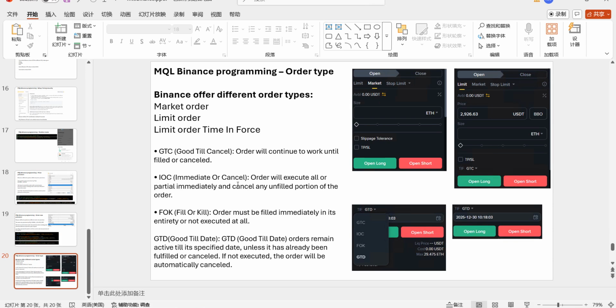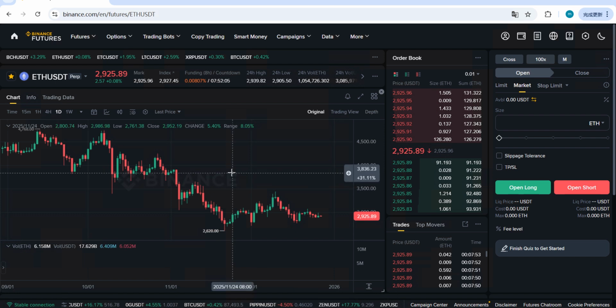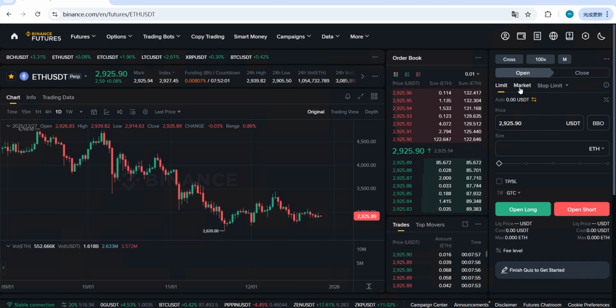Hi guys, I will continue to introduce MQL Binance programming. The topic is order type. Binance offers different order types: market order and limit order. This is the Binance trading panel. We can switch to limit order or market order from here.